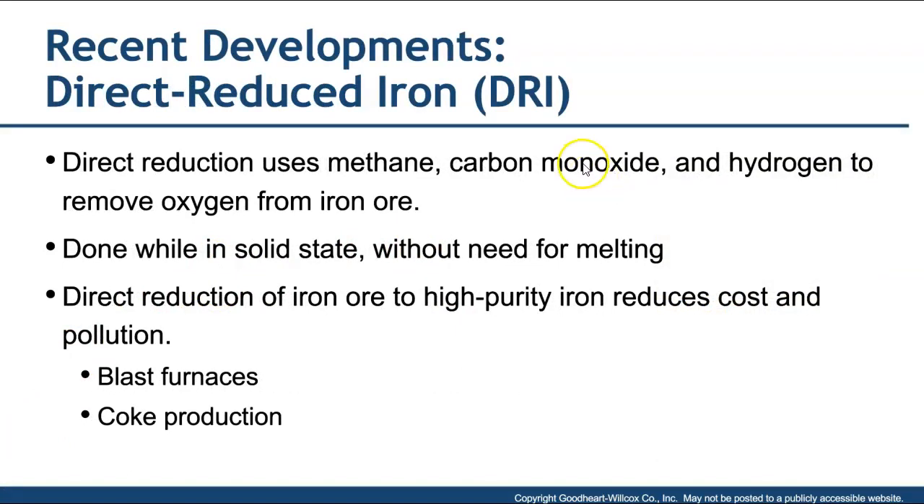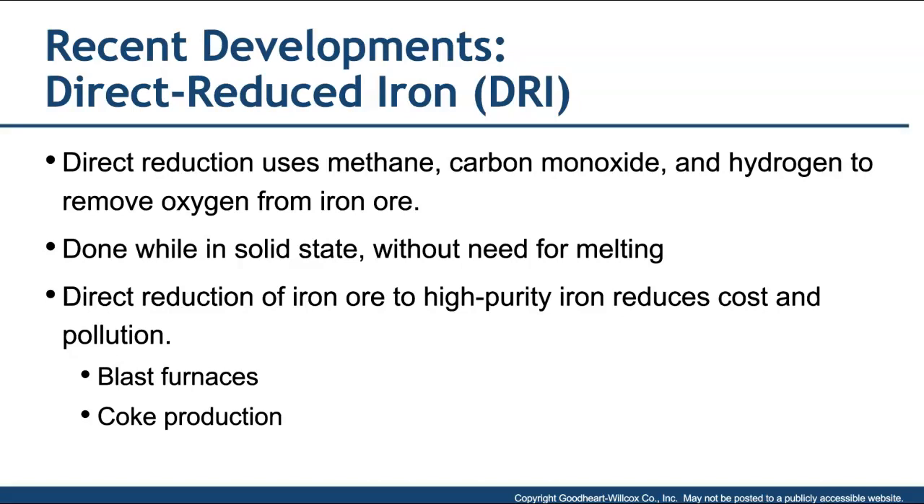So as we get into recent developments here, we have what is referred to as DRI, direct reduced iron. This is where we are actually using gases like methane, carbon monoxide, and hydrogen to try to remove oxygen from iron ore. This is done in a solid state, so it's no longer needed for melting. This direct reduction of iron leads to higher purity, so it also reduces costs. And the big aspect here is in regards to pollution.